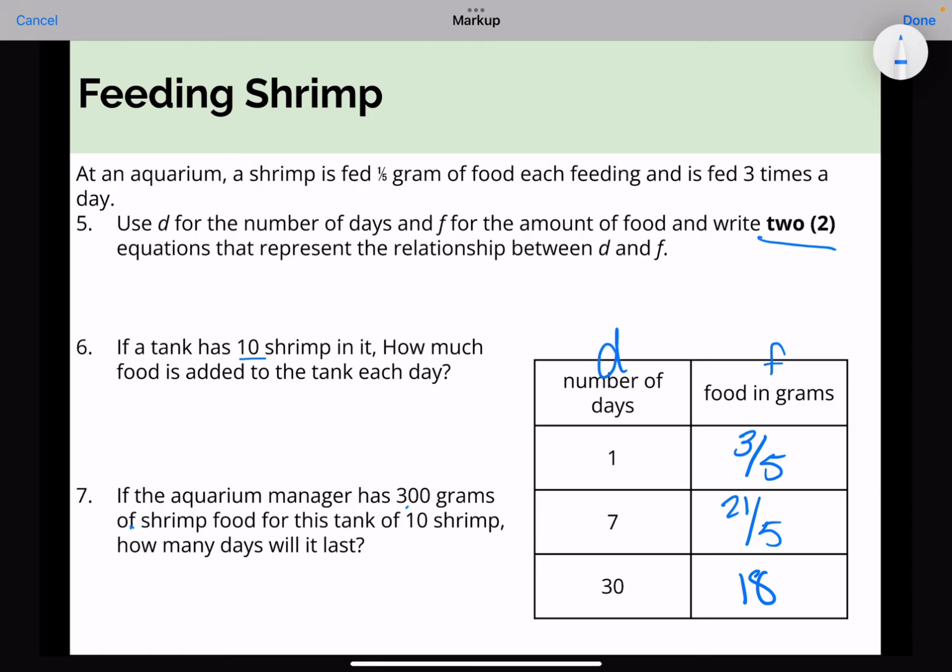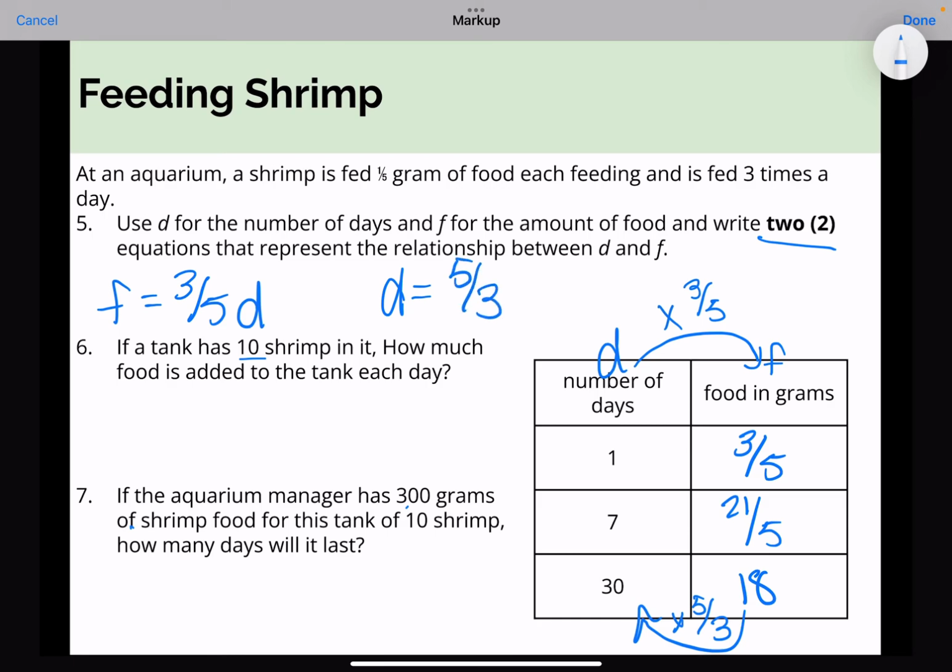So, two equations. We know from the number of days to our food in grams, we multiplied by 3/5. Going backwards, we multiplied by 5/3. So, one equation, our food in grams, F is equal to 3/5 times D. Our second equation is D is equal to 5/3 times F.